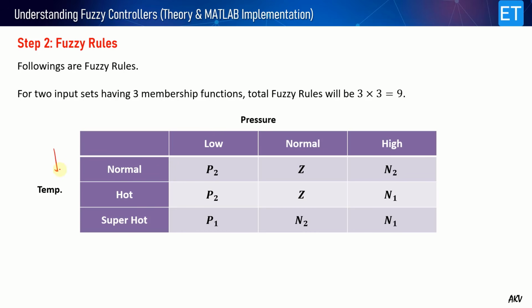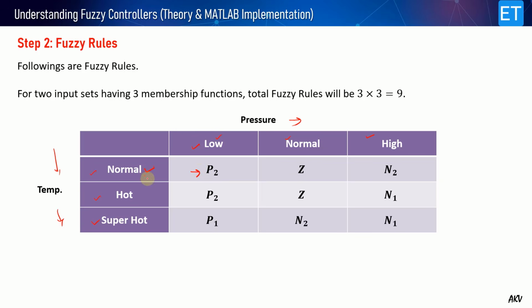So this is how we have arranged all these rules in a tabular form. Here you have the temperature, normal, hot, and super hot, and here you have the pressure, low, normal, and high. And here you have given the output action of the valve. I mean, if temperature is normal and pressure is low, then your output is P2, the positive large, so you will open the valve.